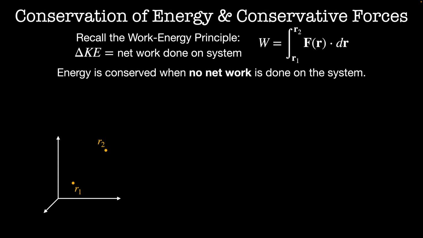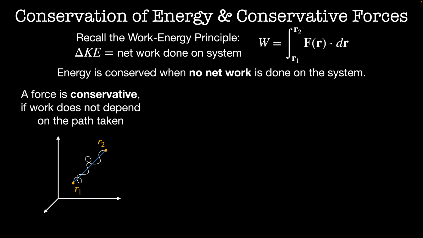Imagine we have a system and it has some forces in it, and we want to move a particle from point R1 to point R2 along some path. For example, this path here. So I want to know if the work is the same when it's done along this path or along this straight path here. If the work on that particle does not depend on whether I took the circuitous path or the direct path, we say that the force is conservative.